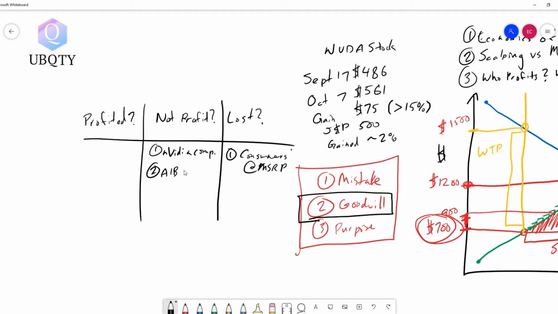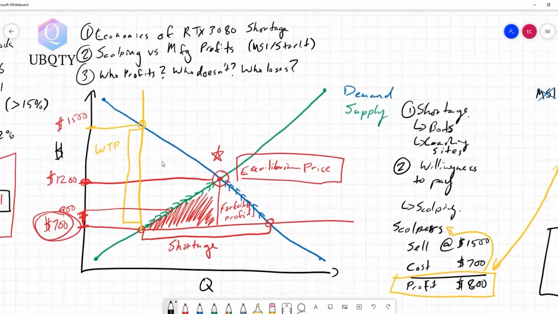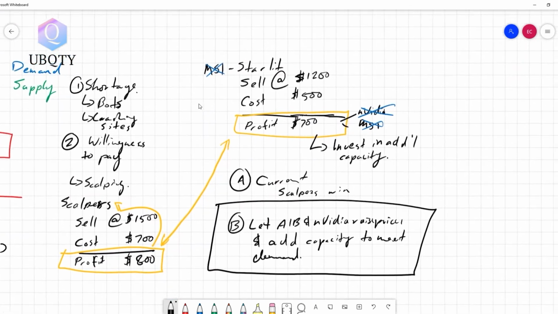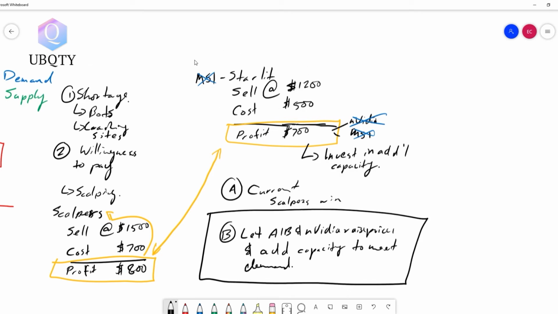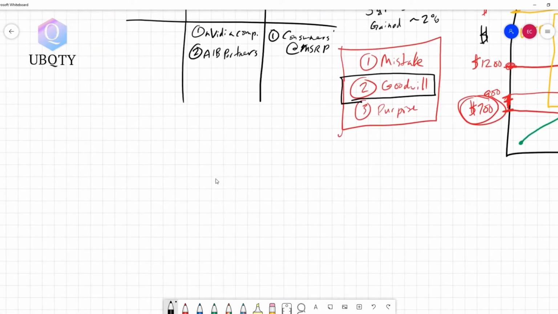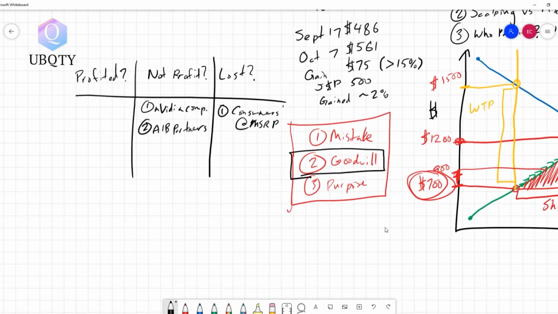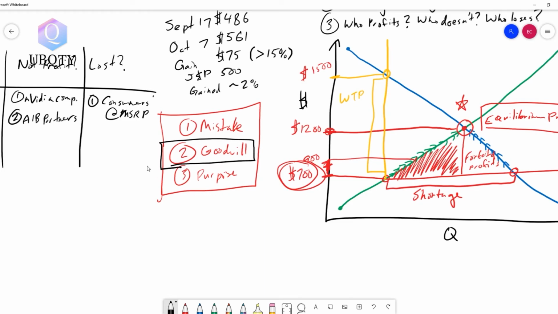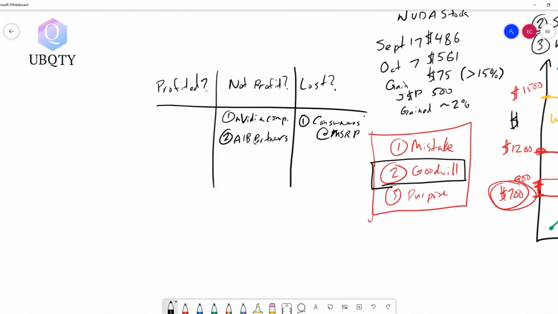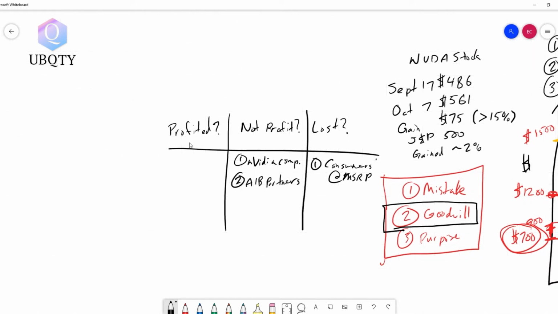Who also did not profit? AIB partners. Because again, if we go back to this MSI example, only MSI was found to have been selling their cards at a higher price. And since then, they have committed to refunding the difference and no longer doing so. So they are not actually able to capture this extra profitability as well. So they did not profit as well. Who profited? Number one, scalpers. And number two, shareholders.